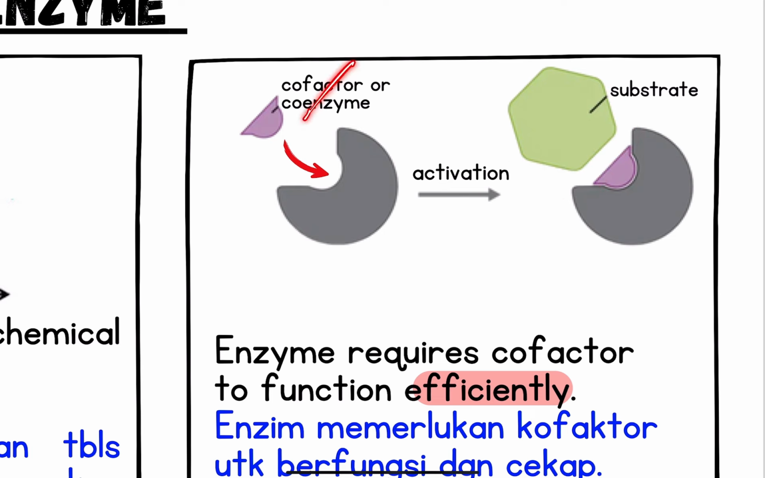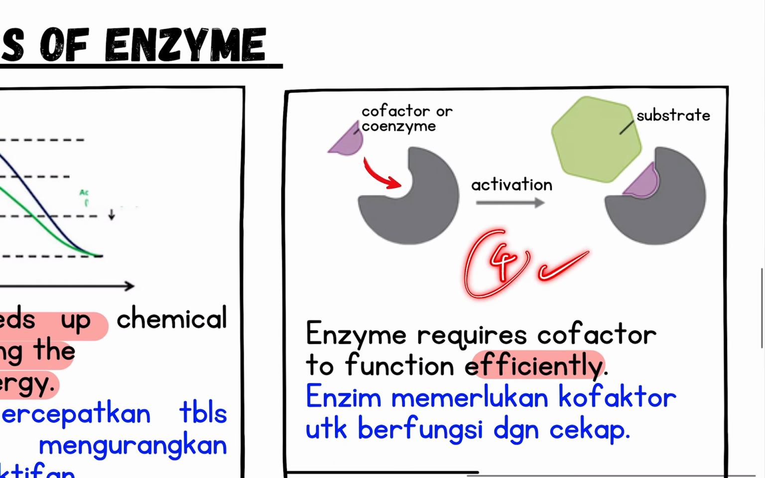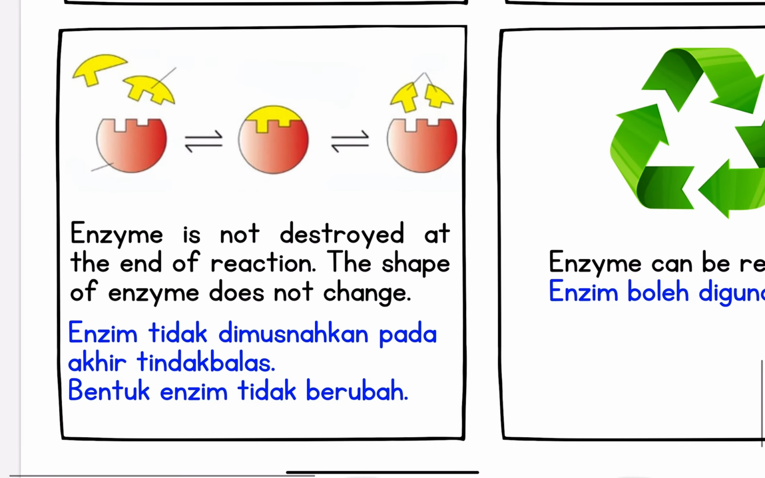Jadi, without the cofactor, the reaction might be very slow or it might not work at all. In the presence of cofactor or coenzyme, the active site jadi specific and complementary, so it can work efficiently. So itu number 4, done. Let's go to number 5.